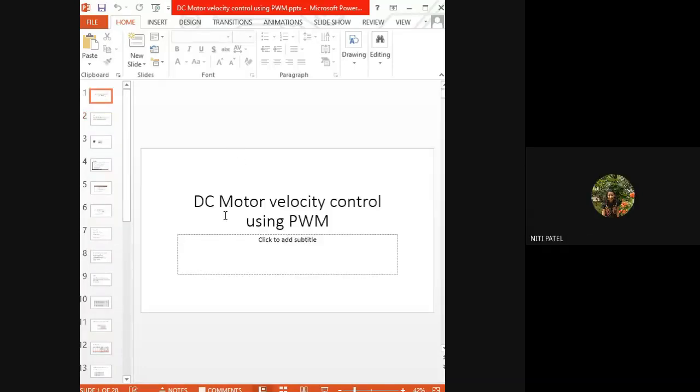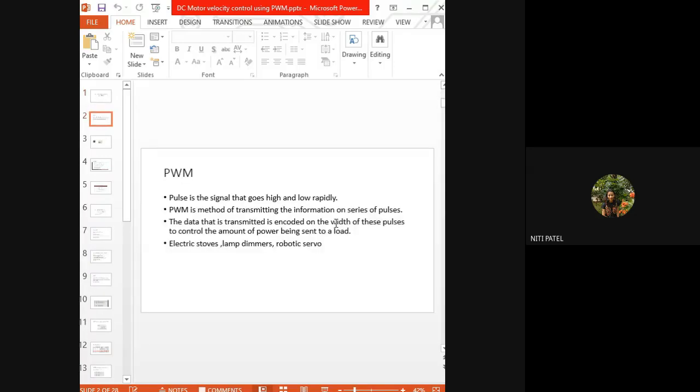So, DC motor velocity control using PWM. We are going to control the speed of the wheels of the robot by using this PWM. What is PWM? It is pulse width modulation. That pulse is nothing but a signal. Every signal has two values. It either goes up or goes down. When it goes up, it is high. When it goes down, it is low. Whenever the pulse is generated, the pulse is high. When the pulses are not generated, the pulse is low. The value becomes 1 when it is high, and 0 when it is low.